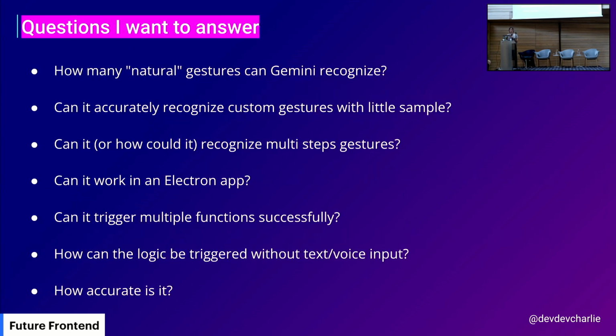Before I do research, I always also have a few questions that I want to answer for myself. So here are a few. How many natural gestures can Gemini recognize? Can it accurately recognize custom gestures with little sample? Can it, or how could it, recognize multi-step gestures? Can it work in an Electron app? Most of the demos I'm going to show today are browser-based, but because it's JavaScript, can you build a desktop app, or even go further and try with MCP servers and stuff? Can it trigger multiple functions successfully? Can the logic be triggered without text or voice input?